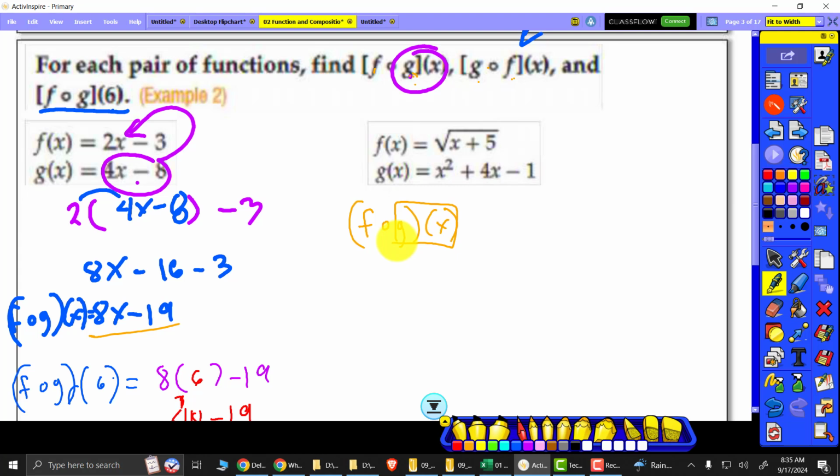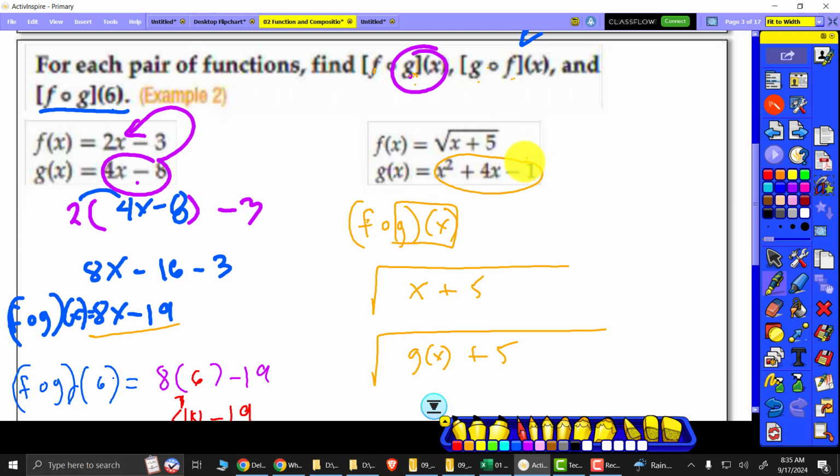So if you look at this one, you got square root of x plus 5, right? So this one over here, f is square root of x plus 5. Every time that you see your x, replace that with your g of x. So it looks like this now. It might be confusing, but what's happening here is that the entire g of x will go to your x. The function closer to the x is the one that you have to use and plug into the other function.